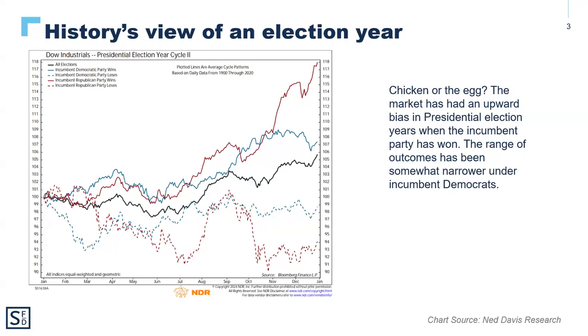Now, the potential good news for investors this year is that the range of outcomes has tended to be much more narrow when the incumbent has been Democrat. That might have something to do with the Republican focus on the economy. When the economy has been good and markets have rallied, Republicans have won re-election. When the opposite's been true, Republicans have tended to lose the re-election bid.